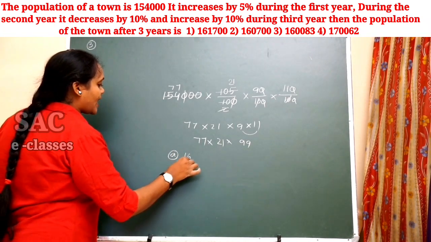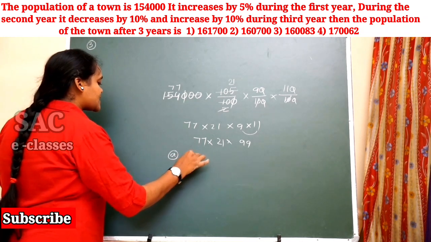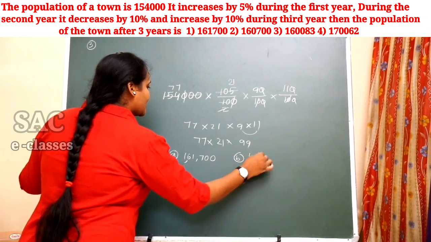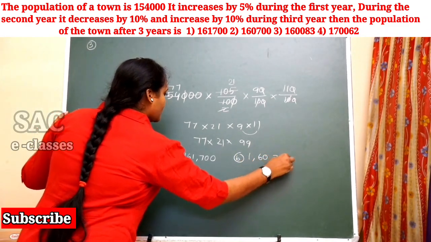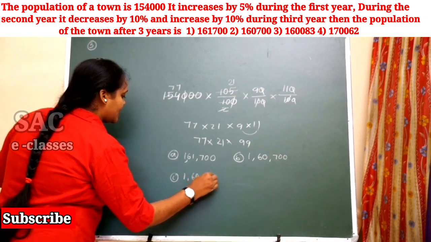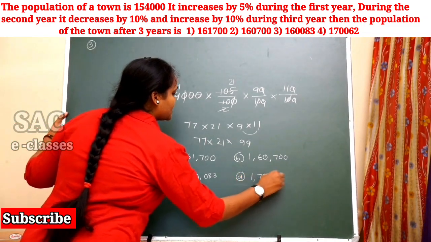They have given the options: 1,61,700. The second option is 1,60,700. And the third option they have given is 1,60,083. And the fourth, 1,70,062.